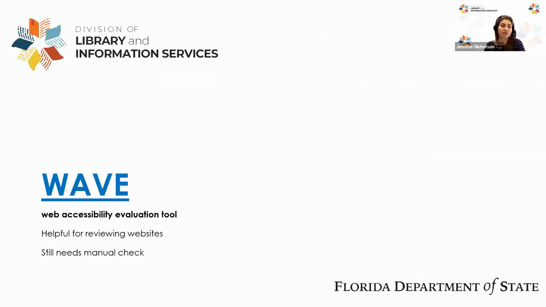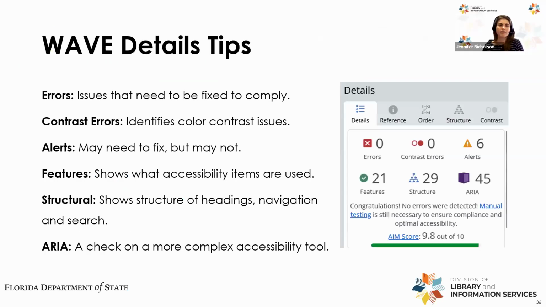The last thing I want to touch on is WAVE, which is the Web Accessibility Evaluation Tool. This is a very helpful tool for reviewing websites, but it still needs a manual check. I'm going to go over this pretty fast because I think a lot of us are familiar with it, but I also like to show screenshots because sometimes we hear about these tools but don't always see them on the back side. WAVE has some really neat functions, but there's a lot of things that it throws at you when you look at the details.